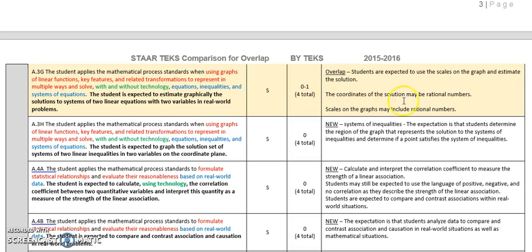It said the coordinates of the solution may be rational numbers. Scales on the graphs may include rational numbers. Now, I do believe that our students see problems that have rational numbers as a solution. I'm not sure that we give scales on graphs to include rational numbers very often to our students. So we need to think about that and consider starting to scale our graphs a little bit differently so that our students have opportunities to see scales like that and will not be surprised if they see it on the STAAR. Like I said, this guidance came from TEA.